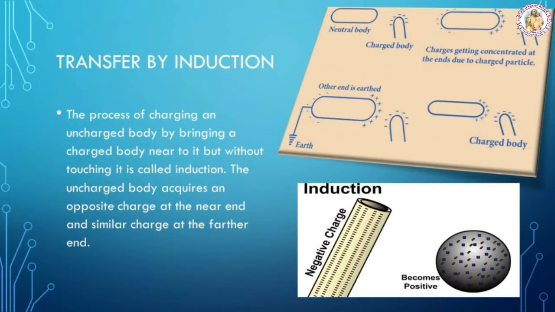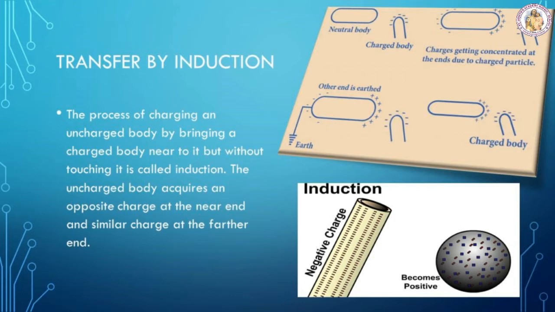Then the near end becomes positively charged due to a deficit of electrons. Deficit of electrons means shortage of electrons. When the neutral rod is grounded, that means it's connected to the earth, the negative charges flow to the ground. So what will happen now? The positive charges at the near end remain held due to attractive forces, and the electrons inside the metal become zero because all the electrons have fallen down to the ground.